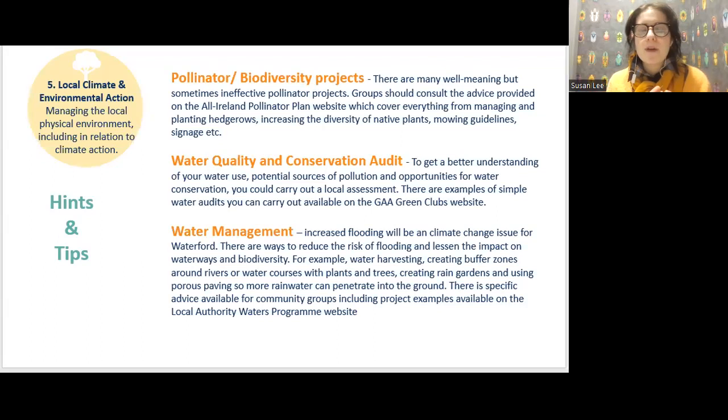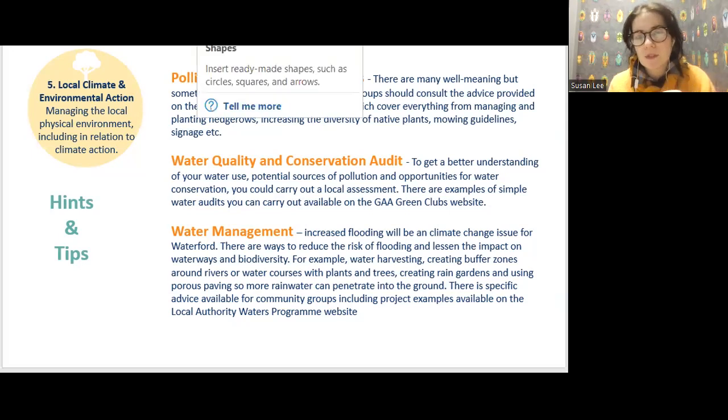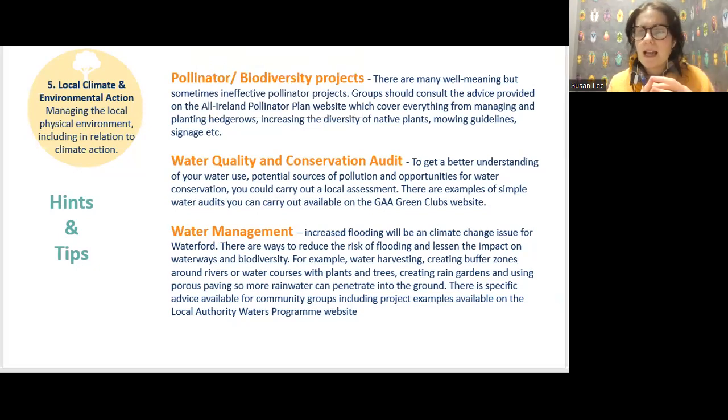Now, the final theme, local climate and environmental action. I would say we're going to see a lot of biodiversity projects, which is absolutely great. Some of them are really well-meaning, but sometimes a lot of these projects can be really ineffective, and sometimes they can cause a bit more damage. So please check out the All Ireland Pollinator website, and they have great resources available for communities, schools, businesses, sports clubs, where basically they have advice on how you can do pollinator projects.